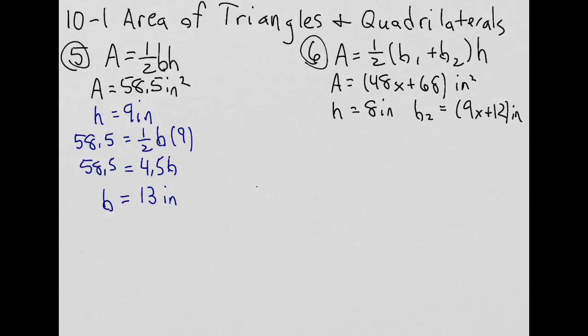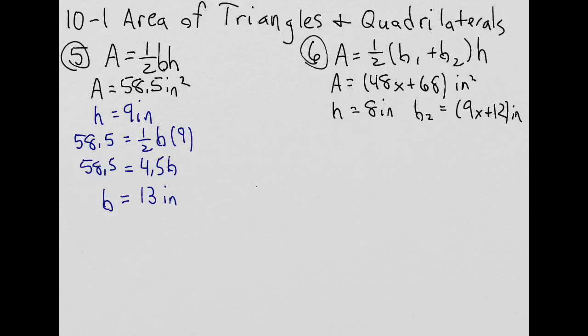You are solving for base 1 of a trapezoid, in which you have an area of, and it's algebraic now with a variable, but that doesn't really change how you do it. So our area is 48x plus 68 square inches. The height is 8 inches, and the base 2 is 9x plus 12 inches. Okay, so to do this, all you need to do is set it up using the formula. So I'm just using the formula.